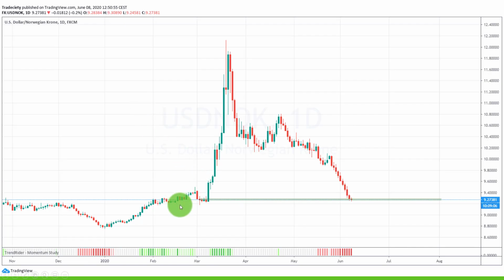We have the US dollar Norwegian Krone that is also dipping into a very important price level. This is the real origin of this huge trend that started in early March. You can see we had a small consolidation and then the violent breakout. This marks the origin of this huge bullish trend, and the market dipped into it last week. This is the daily chart, and so far today the price has been hovering here.